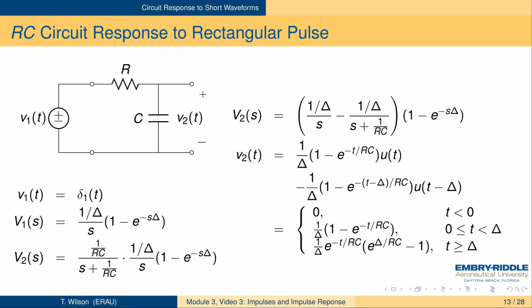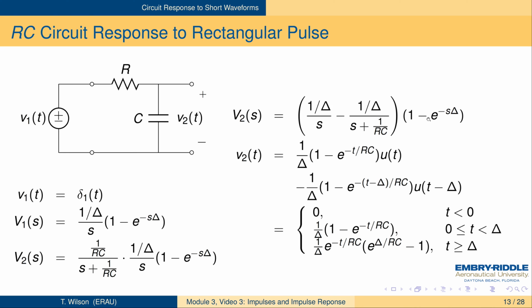We've done that already. If you're not comfortable with that, then use 1 over SC over R plus 1 over SC, and then do the algebra to get the transfer function. And then we multiply that by the Laplace transform of our input, which is 1 over delta all over s, all times 1 minus e to the minus s delta.